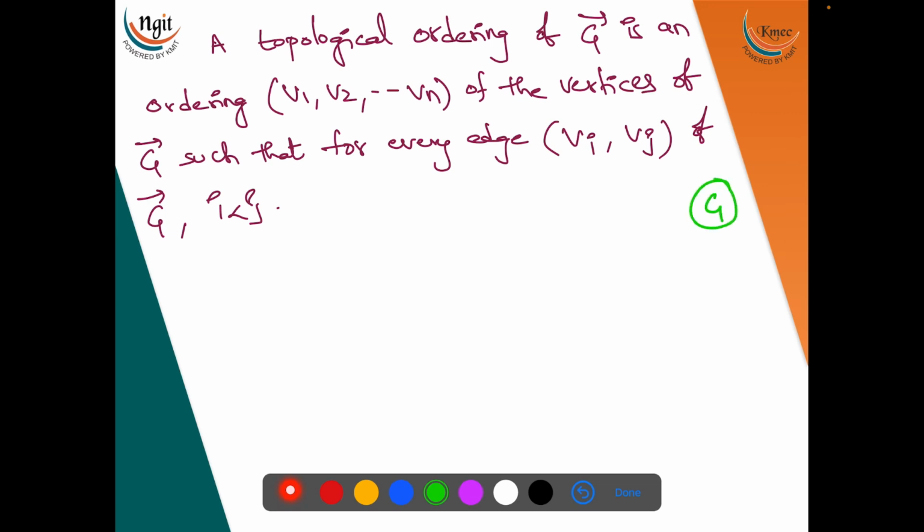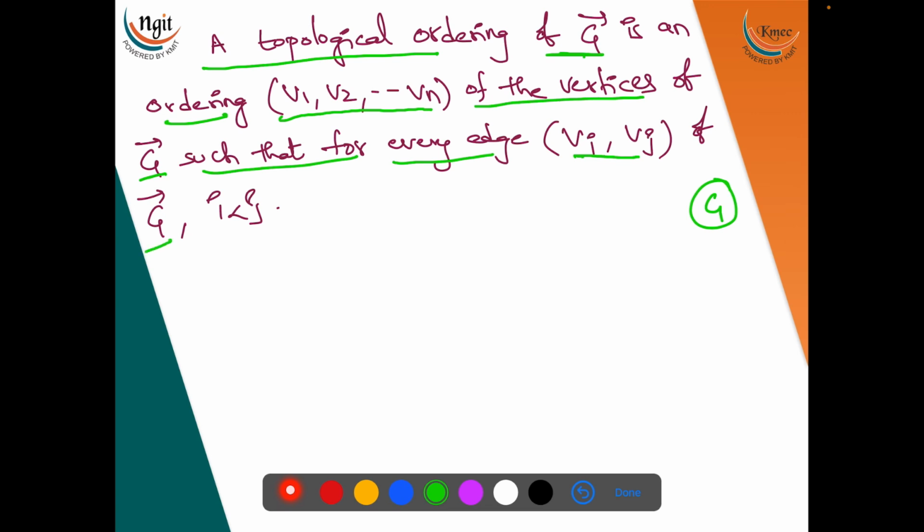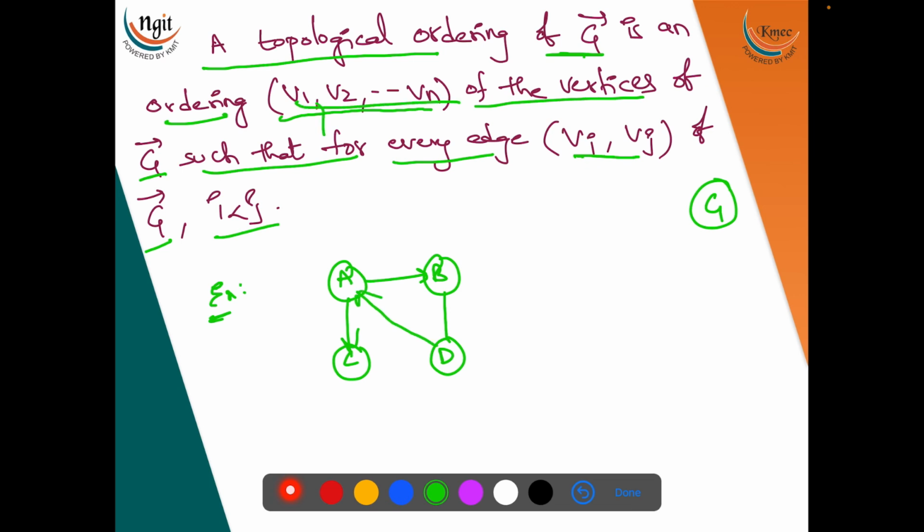Now, the definition is: a topological ordering of a graph G is an ordering v1, v2, up to vn of the vertices of G such that for every edge (vi, vj) of G, i is less than j. That means we'll take some example. A to B and some C here and some D here. Now these are the vertices v1, v2, up to vn.